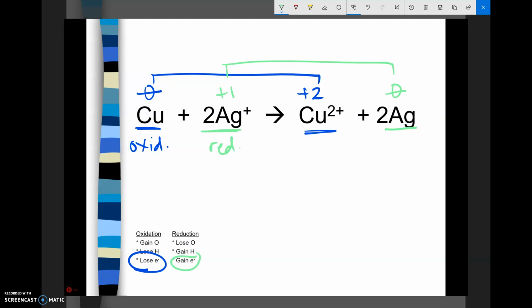Now note how we're not looking at coefficients at all. We're only looking at either the substances that we're comparing, or we're looking at the oxidation numbers, what's happened with the electrons.